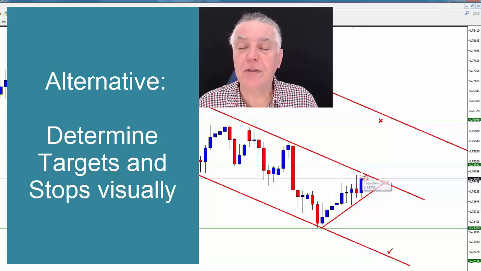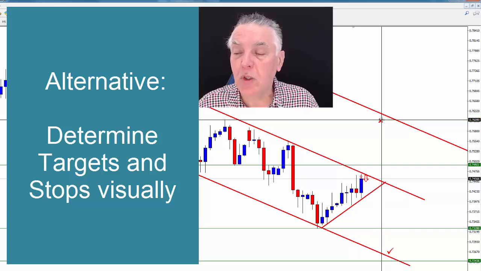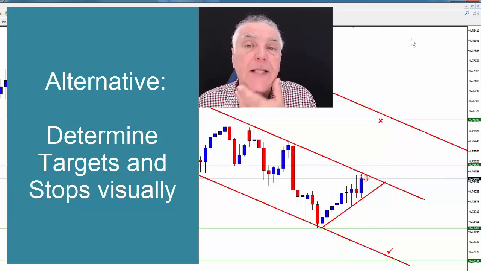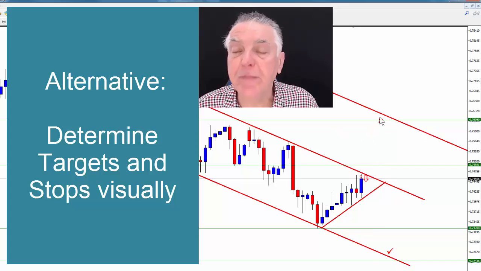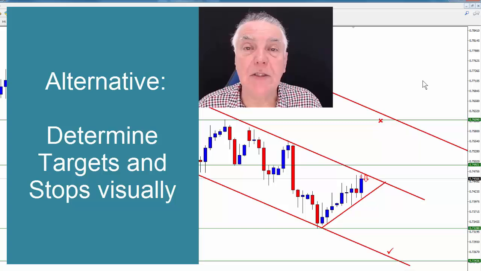Remember this, the price isn't going to go straight up or straight down, so it will take a while to reach your target and your stop. So your stop would be more or less there, which is also quite a big stop. It's 150 pips. That's fine. So you have a 150 pip stop and a 200 pip target, and that is fine.